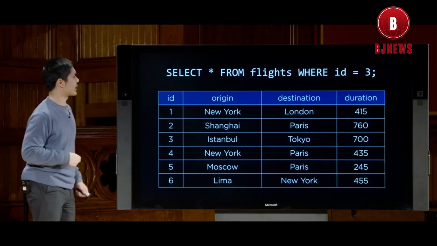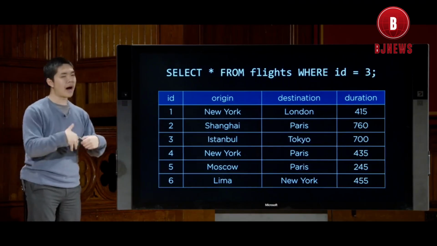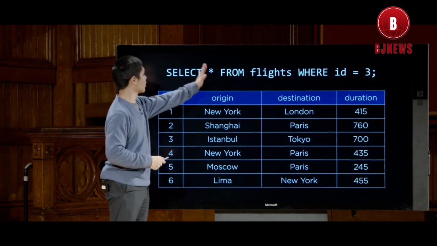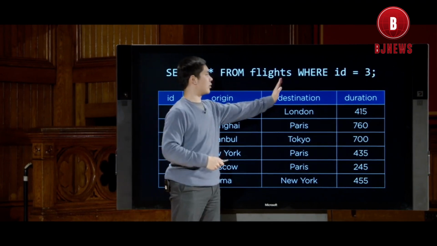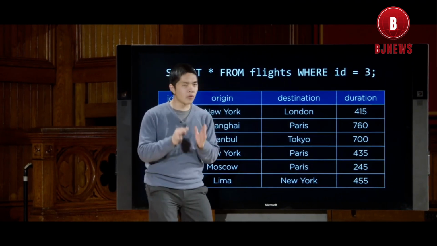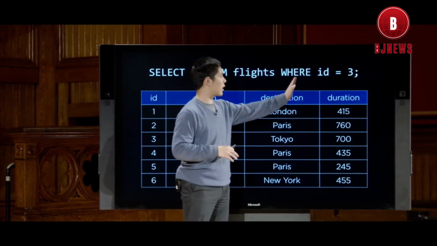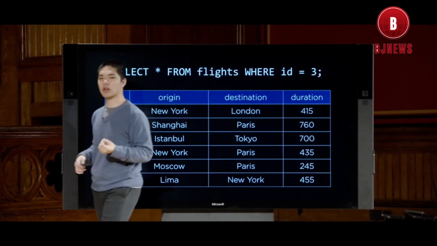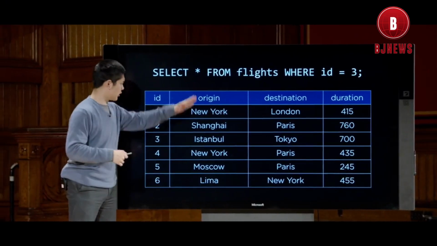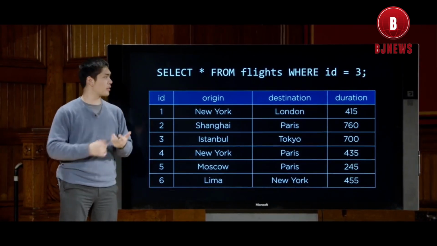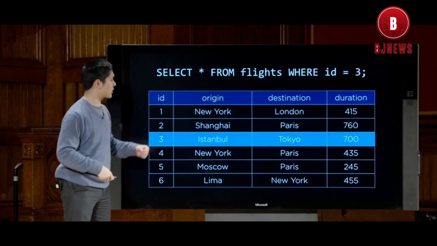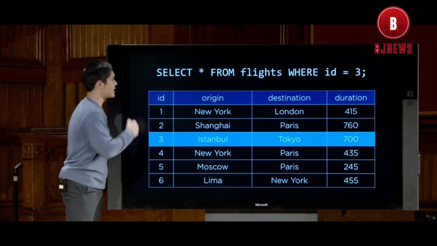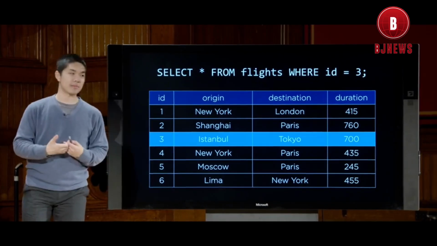So I could say something like select star from flights where ID equals 3. Again, this reads as very English-like. I'm saying select all of the columns from the flights table, but not all of the rows. I only want to select the rows where, this is a SQL keyword, where ID equals 3. ID is the name of a column, 3 is the value, and it's going to look through this table, find me the flights where the ID is equal to 3, and I'll just get back that one row as a result.